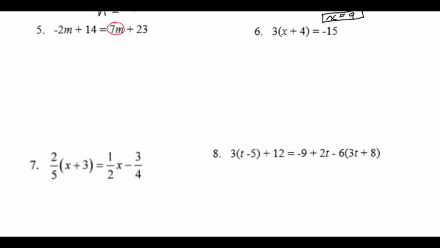So we're going to move the 7m. And remember how we moved stuff to the end of the first equation on the right side? Now we're going to move anything from the right to the front of the left side. So now we're going to have negative 7m minus 2m plus 14 equals 23. Now that's because plus 23 is the same as 23.